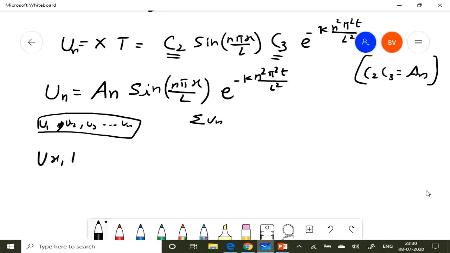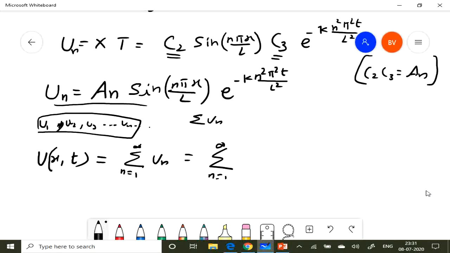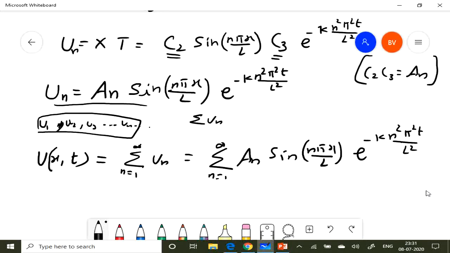U of x comma t. This is the expected final solution, but not yet found. Summation of u_n, n from 1 to infinity, any number you can go. So this is summation n from 1 to infinity. What is u_n given here? a_n sin n pi x over L, e raised to minus k n square pi square t over L square, isn't it? This is our u of x comma t.